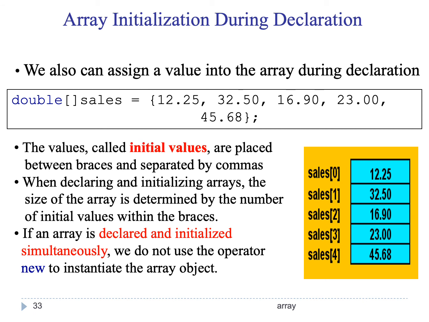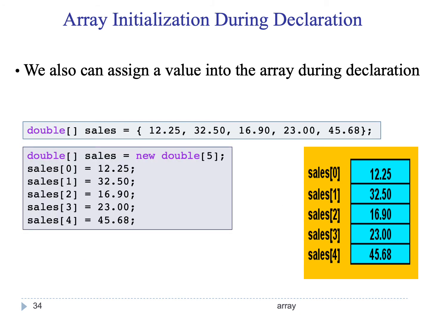Even if we initialize it within the braces, to access each of the value, we need to refer them by their index number. The only difference here is in the way that we initialize it. So these two ways are valid. Either initialize it during declaration or you initialize it later on.